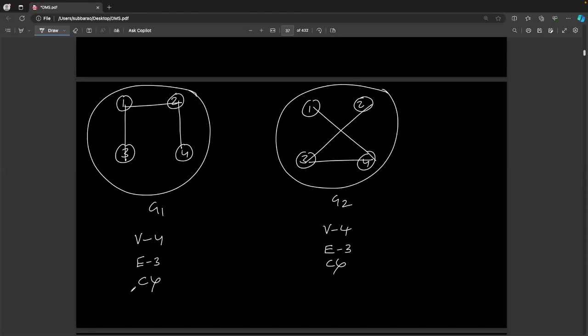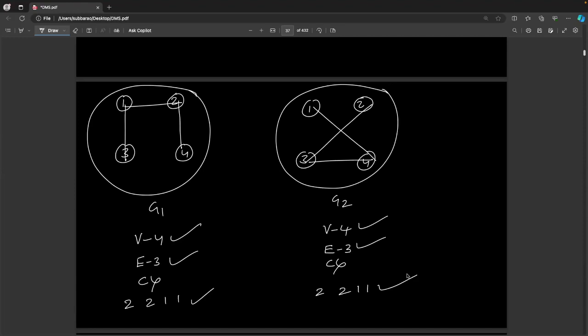If you see G1, let me write the degrees in decreasing order. Degree 2 there, degree 2 there, degree 1, degree 1. Here also degree 2, degree 2, degree 1, degree 1. The degree sequence is also the same. I have written both in decreasing order. Edges are the same, the cycle concept is also the same, both don't have a cycle, and the degree sequence is also the same.